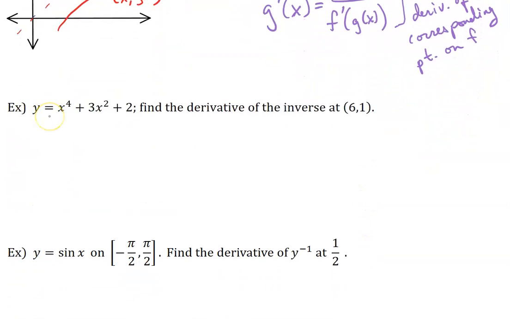So we've got this function, y equals x to the fourth plus 3x squared plus 2. Algebraically, I cannot rewrite this function and solve for the new y.